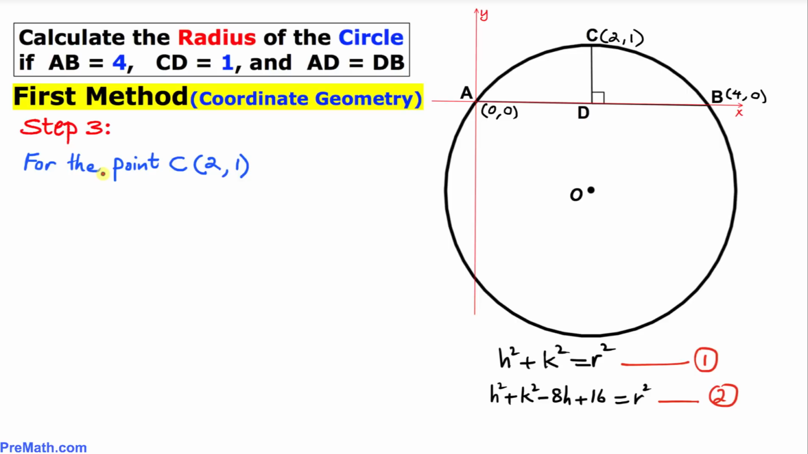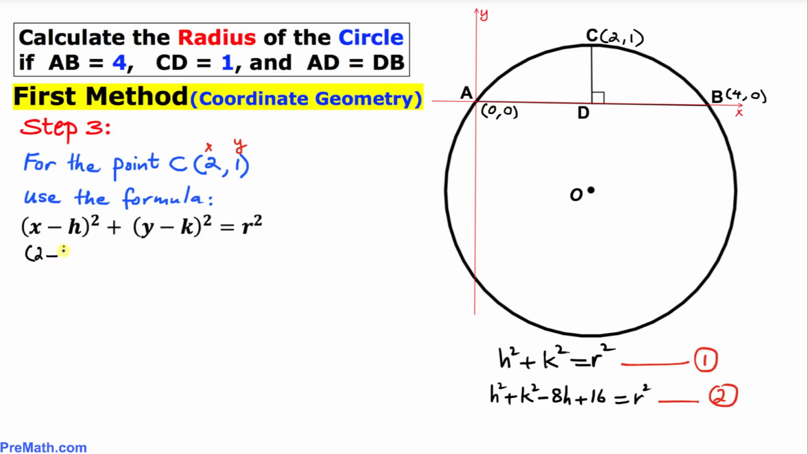And finally, in the next step, we are going to consider point C, which is (2, 1). I'm going to call this x and this y as usual. And let's use this formula once again and fill in the blanks. Wherever we see x, I'm going to replace it by (2 minus h) squared plus y.